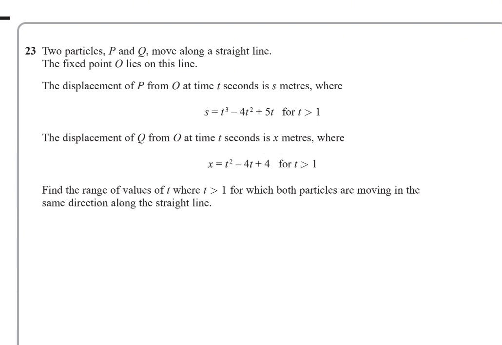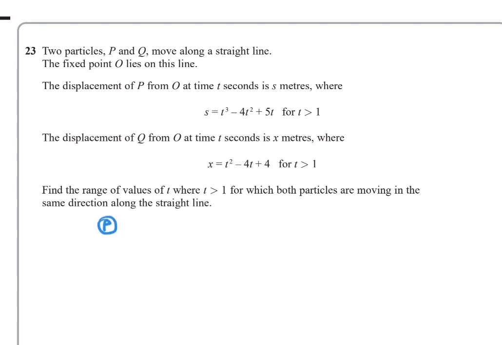Find the range of the values of t, where t more than 1, for which both particles are moving in the same direction along the straight line. Both particles are moving in the same direction when their velocities are positive together or negative together. So we can find the expression for velocity for the first particle, particle P.